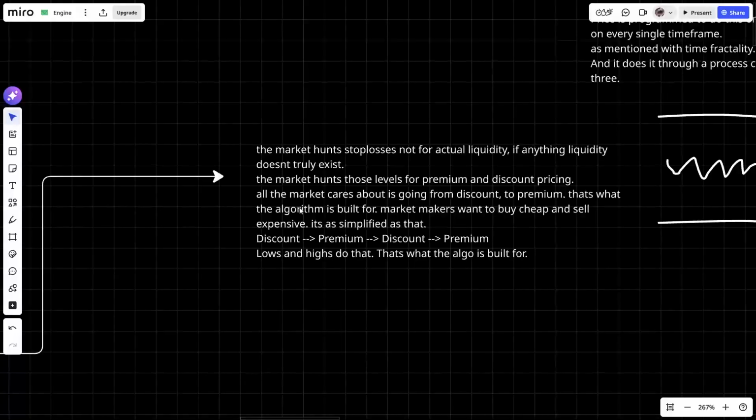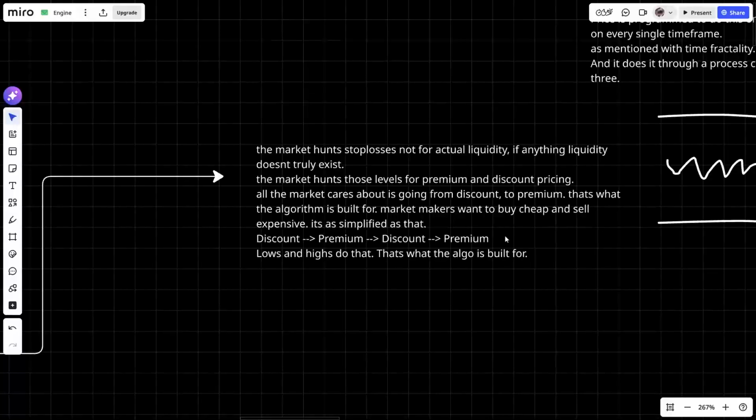Liquidity is just a metaphor. It's just another word to make premium and discount simpler and easier to understand, so that you trade based off of premium and discount without realizing it, without going into detail about premium and discount. That's all it is. The algorithm is built for market makers. Market makers want to buy cheap and sell expensive.